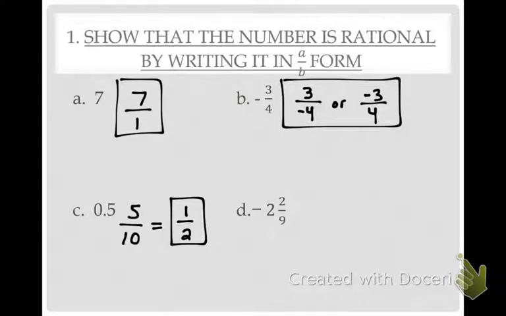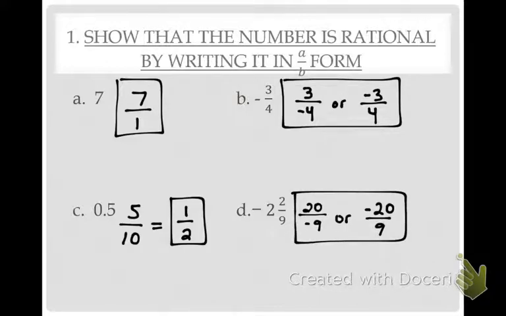And the next one, negative 2 and 2/9. What'd you get, Jakari? 20 over negative 9. Okay, he got 20 over negative 9. Does anyone have a different answer? What'd you get, Katie? Negative 20 over 9. Negative 20 over 9 is also correct. Okay, how many of you would say you got all 4 of them right? Very good. Once again, if you didn't, that's okay. Just make sure you fix it in your notes and put it correctly.